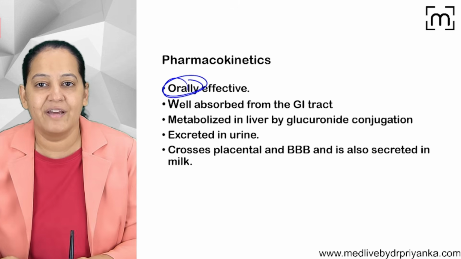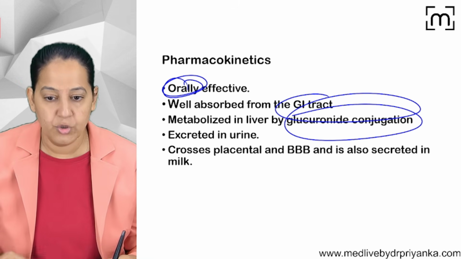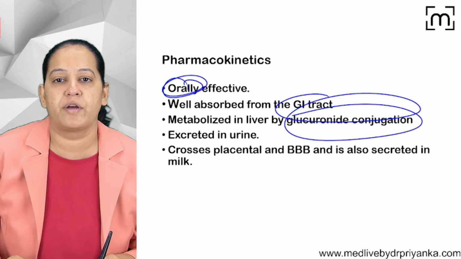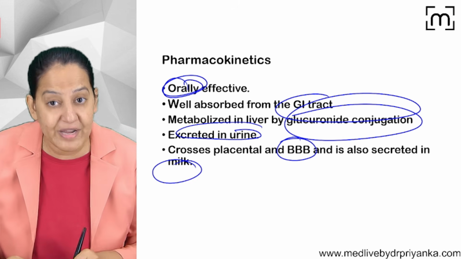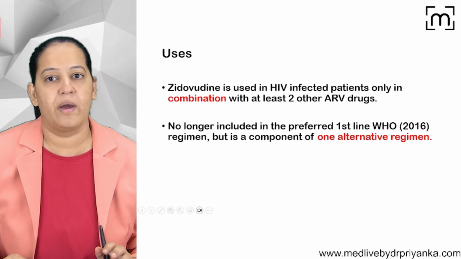Pharmacokinetics: it is given orally. It is well absorbed orally. It is metabolized by glucuronide conjugation. You know phase 1 conjugation, phase 2. In phase 2 conjugation, glucuronide conjugation is most important. It is excreted unchanged in urine. It can cross the BBB. It is secreted in breast milk also. So you have to learn. These are factuals. You have to learn the pharmacokinetics.